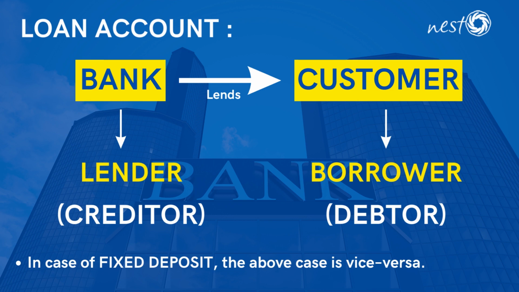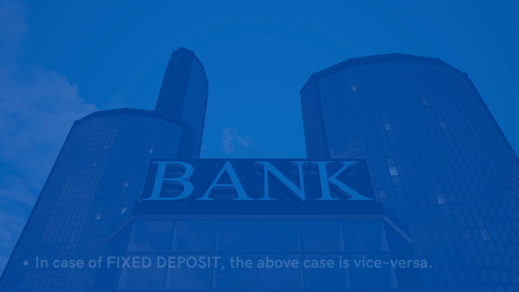Here, the bank lends a certain amount of money to the customer. The customer gets the money from the bank, so the customer becomes the borrower and the bank becomes the lender. We can also term it as the bank as a creditor and the customer as a debtor. In case of the fixed deposit, the above case is vice versa.